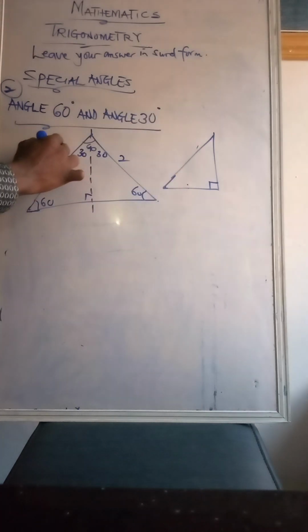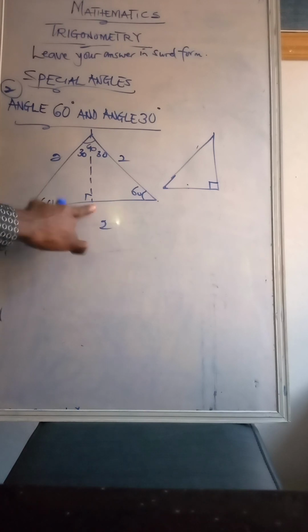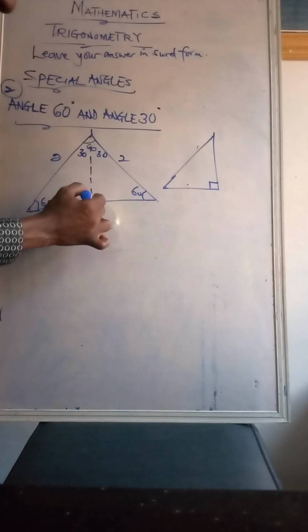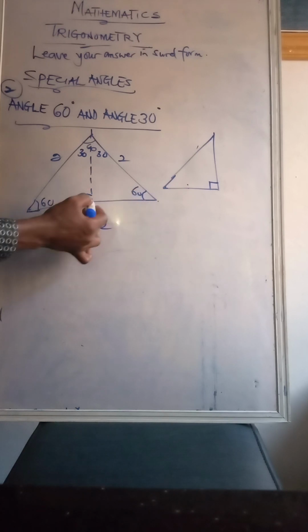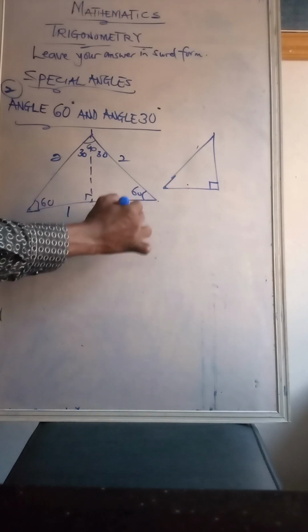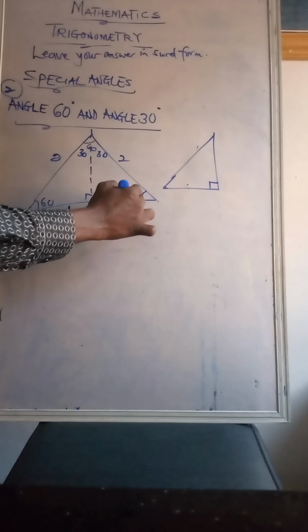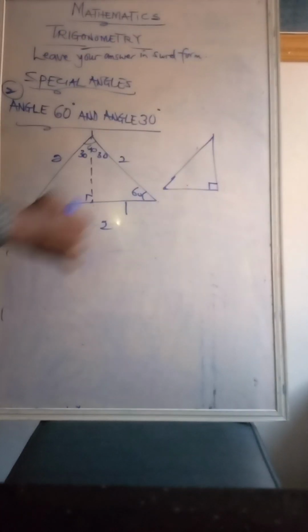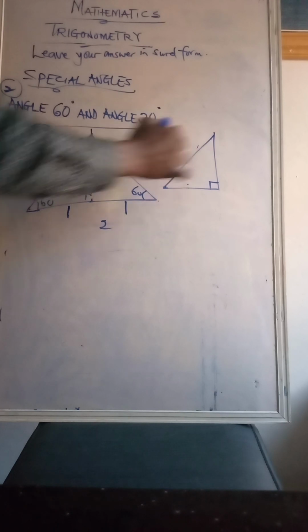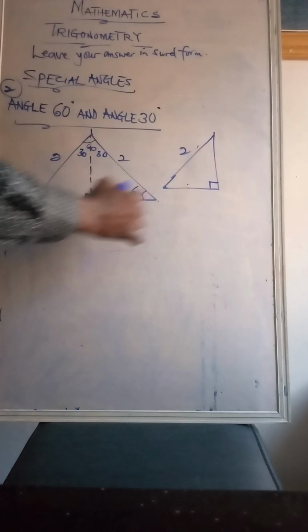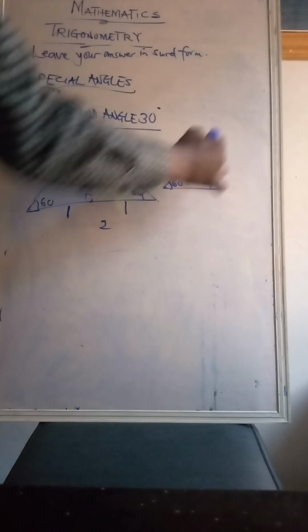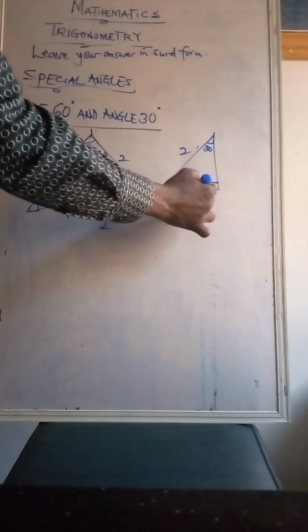then we have 2, 2, 2 from the beginning. But because I've already divided the 2 here, I divided it into 1, 1. So I have 1, and this is also 1 as well. So now from this triangle, the 2 that is here, I put it here, and the 60 is here, and the 30 is here, then this one is here.